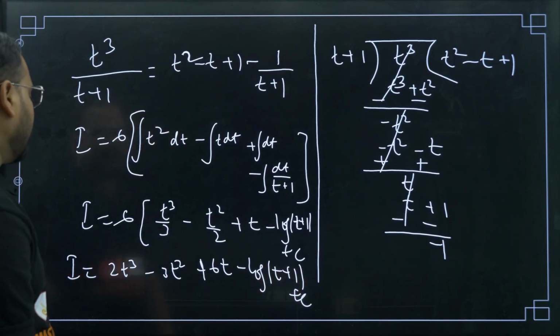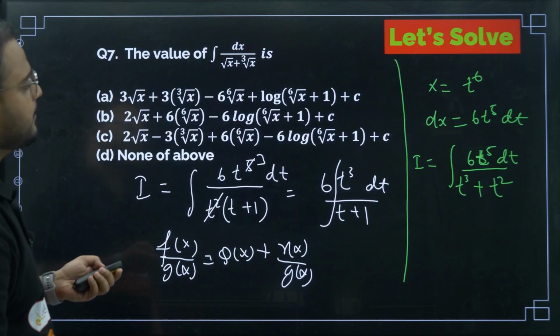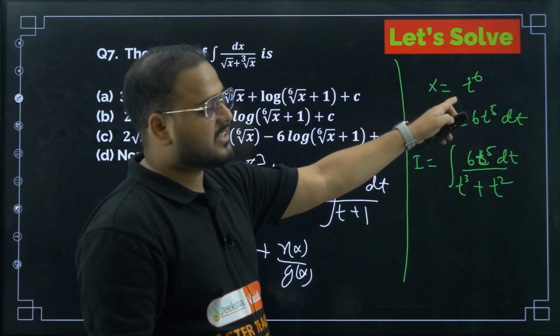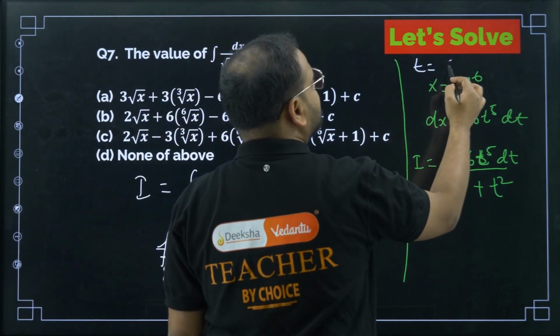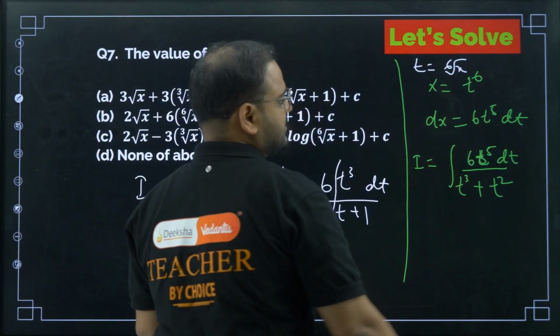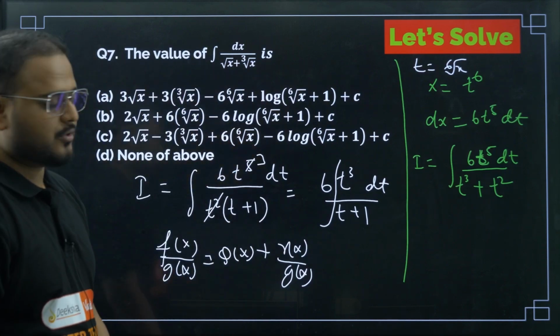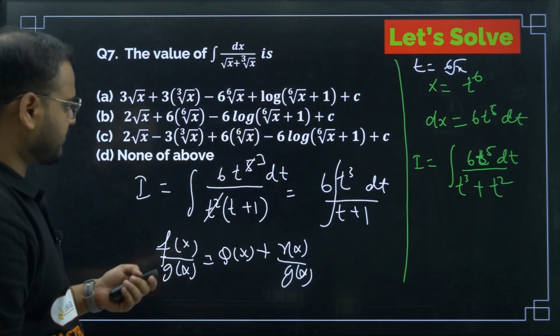Now what is my t value? If x is t power 6, what is t? T is nothing but the 6th root of x. Yes or no? Yes. Okay.